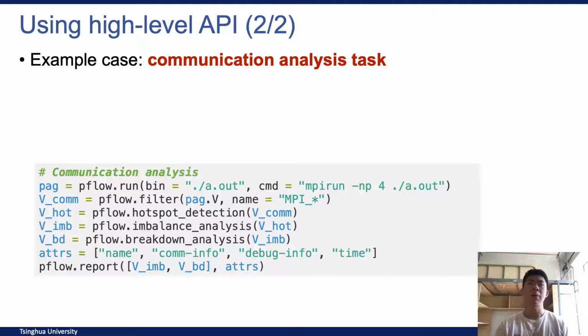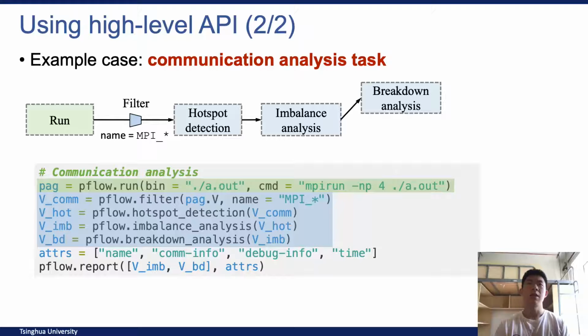The second example is a communication analysis task. We first run the program with hybrid static dynamic analysis, then filter the MPI function, and then perform hotspot detection, imbalance analysis, and breakdown analysis. Finally, we report the results.